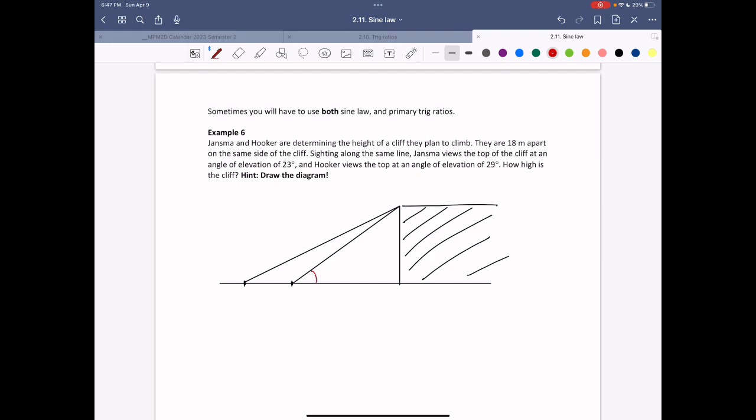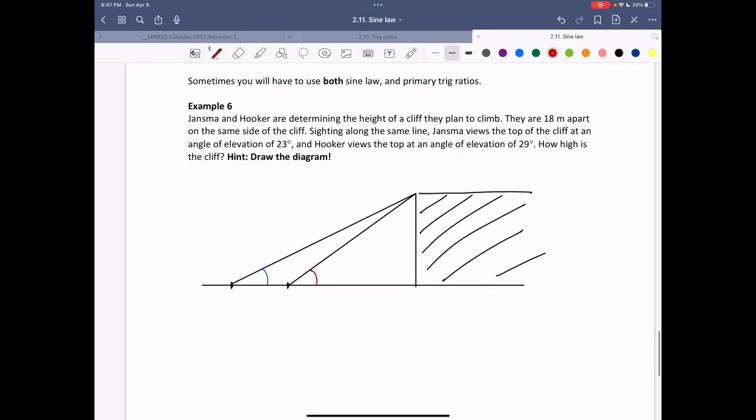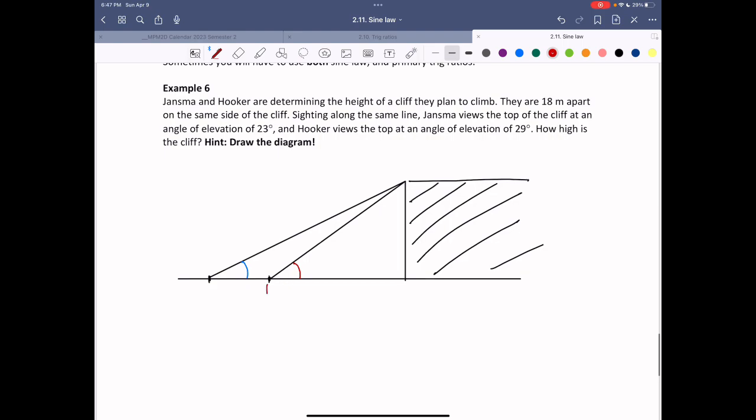We've got this one, and we also have this one. The bigger of the two angles will be the red one. So the bigger of the two angles will be me. So I'll be there, H, we'll call it H, and that's 29 degrees. And Jansma will be over here, and she's seeing it at 23 degrees. How high is the cliff? Okay, so we want to know this, H. We'll call this H, this length from the very top of the cliff to the very bottom of the cliff.